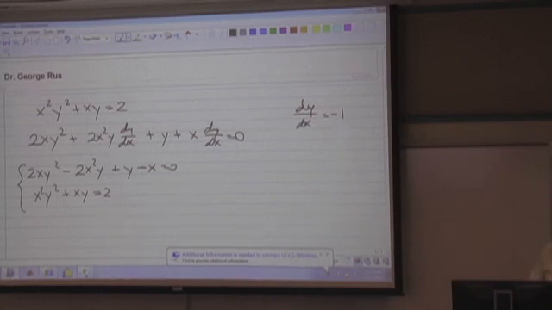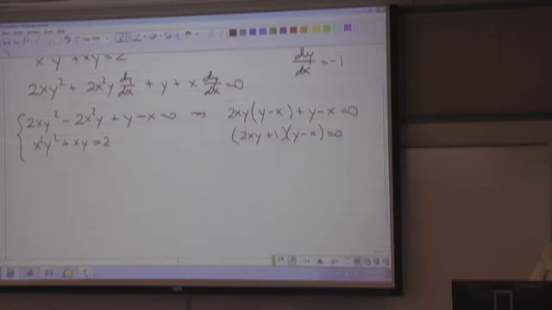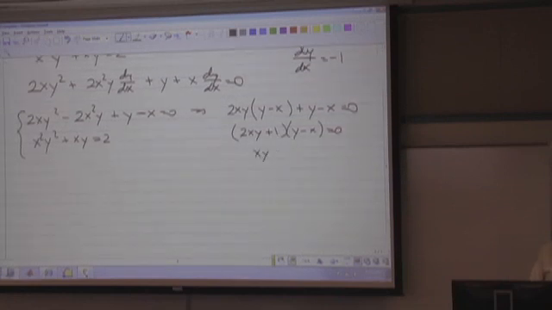Oh, okay. Right? Now from the top one, you can observe that you can factor out a 2xy, and you're left with y minus x plus y minus x is equal to 0. And so this becomes 2xy plus 1 multiplied by y minus x is equal to 0. And if I work on this a little bit, this means that xy has to equal minus a half, or y is equal to x. Does that make sense? So far so good?